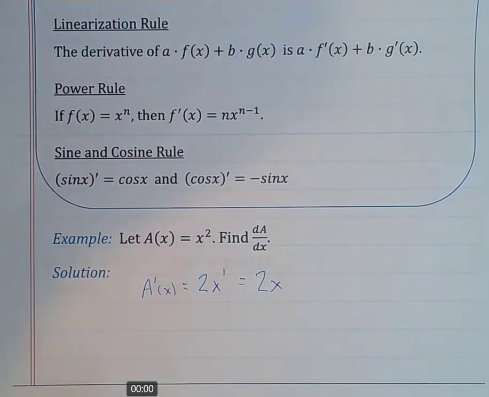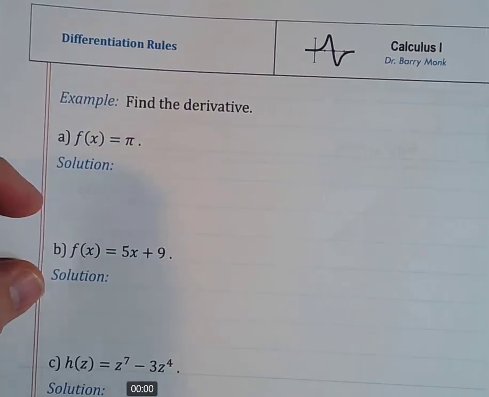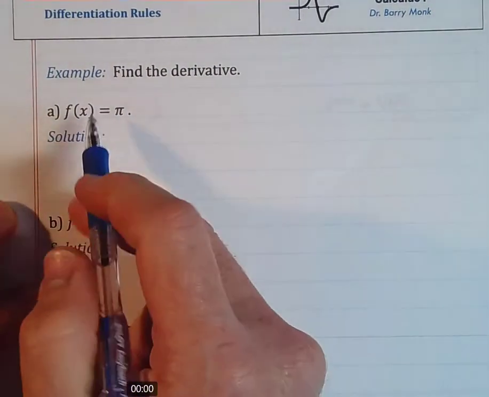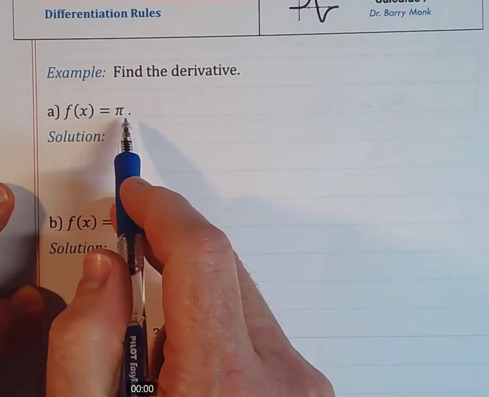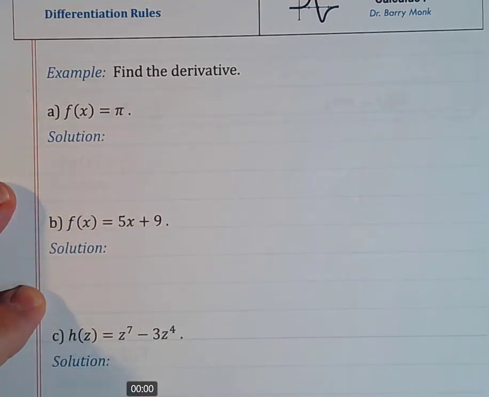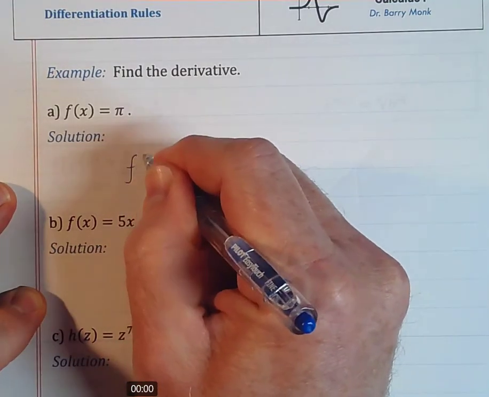So let's look at some other examples. Suppose we want to find the derivative of f of x equals pi. All right, remember now pi is a constant. And so the constant rule tells us that the derivative of a constant is 0. And so this is a pretty easy one here.